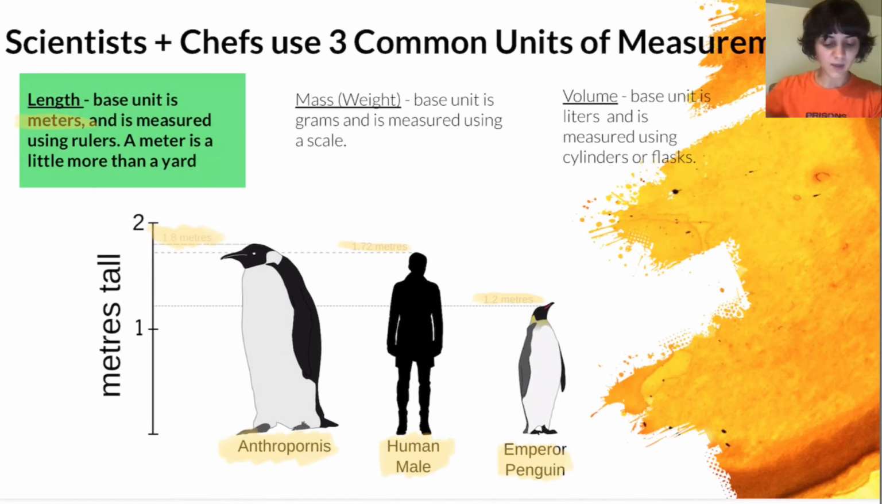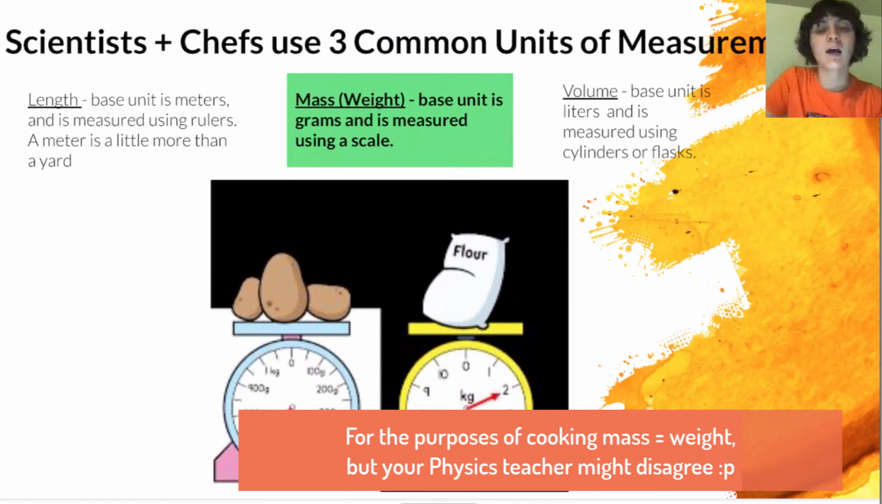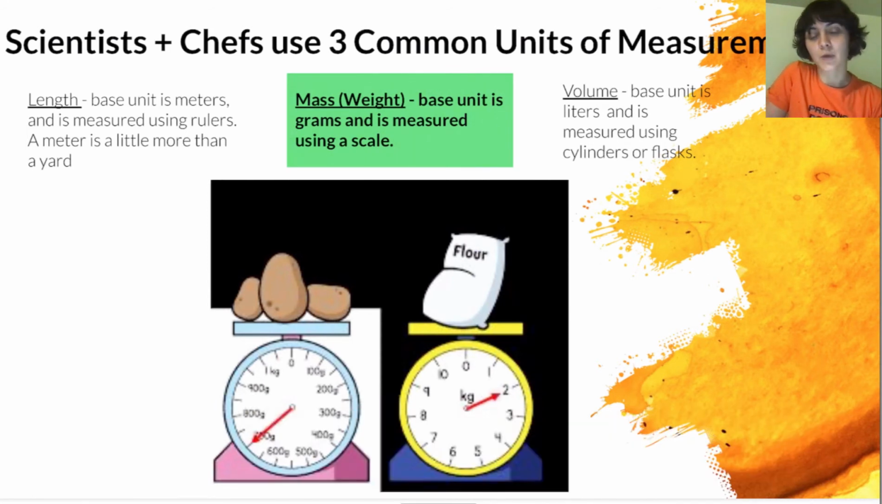Okay. And then we have mass, which you can think about as weight. And the base unit for mass is grams. And you can measure weight or mass using a scale. So here I see I have a bunch of potatoes on the scale on the left. And it's kind of blurry, but this looks like it's about 700 grams. So the potatoes are 700 grams. And then I see over here the bag of flour is 2 kilograms. Okay, so both of those are using grams, but I can see I have grams in one and kilograms in the other. We're going to talk more about that later. But this is what mass is, how much something weighs.